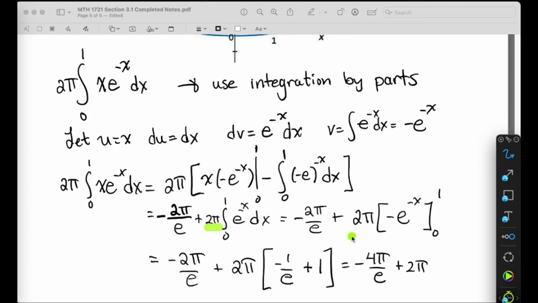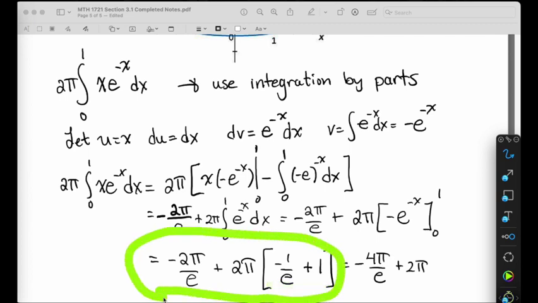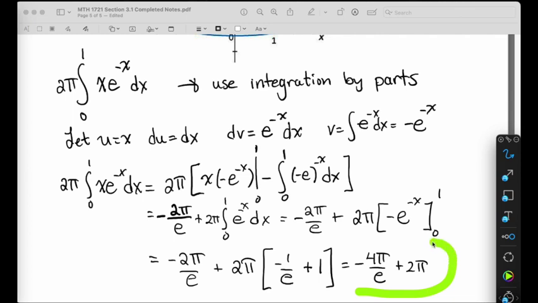I carried this 2 pi over, and then when I integrate e to the negative x, I'm going to get negative e to the negative x, and I've got to evaluate that from 0 to 1. So I'm carrying everything else down. When I evaluate this from 0 to 1, I have this 2 pi in front. This is what I get when I evaluate it from 0 to 1. And then when I clean all of this up and combine like terms, I get minus 4 pi over e plus 2 pi.